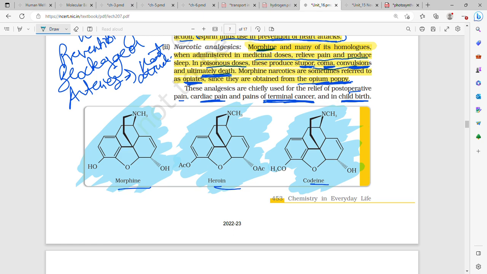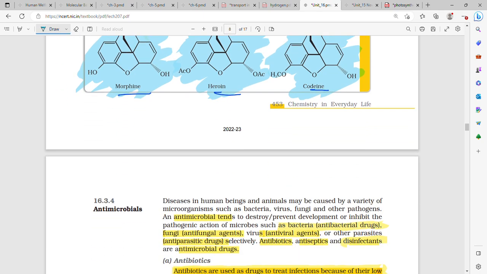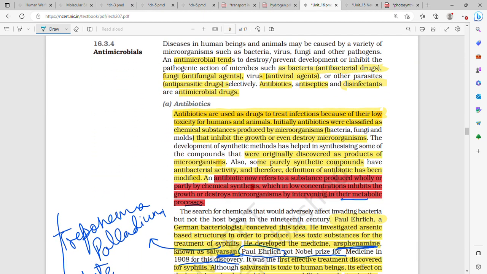These analgesics are chiefly used in the relief of post-operative pain, that is, after a major or serious operation, then cardiac pain, in terminal cancer patients, and also at the time of childbirth. Then antimicrobials. Diseases in human beings and animals may be caused by a variety of microorganisms. An antimicrobial destroys, prevents the development of, or inhibits the pathogenic action of microbes.